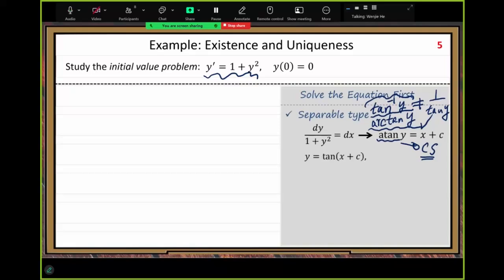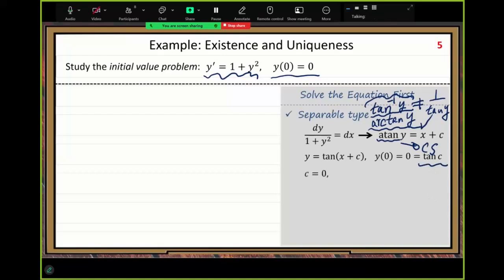Then we want to go back to the arctangent. We know that's the inverse of tangent. So we get y equals tangent of x plus c. Then how to determine that c? We plug in the initial value: tangent of c equals 0.